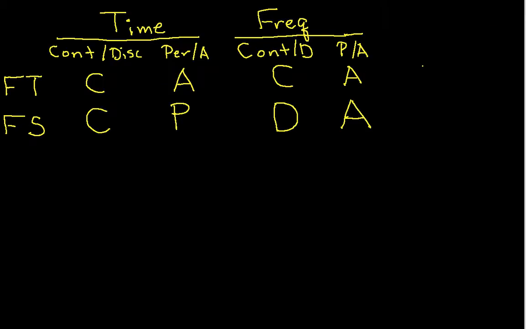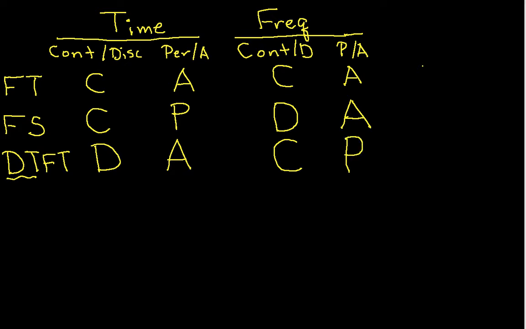And the next one we'll look at is what's called the discrete time Fourier transform. And the idea here is that we're going to have a signal that's discrete in time, hence the discrete time part of the Fourier transform. And this is going to be aperiodic. It turns out that because it is aperiodic, the frequency domain representation of it is continuous. Because it is discrete time, the frequency domain representation of it is periodic.